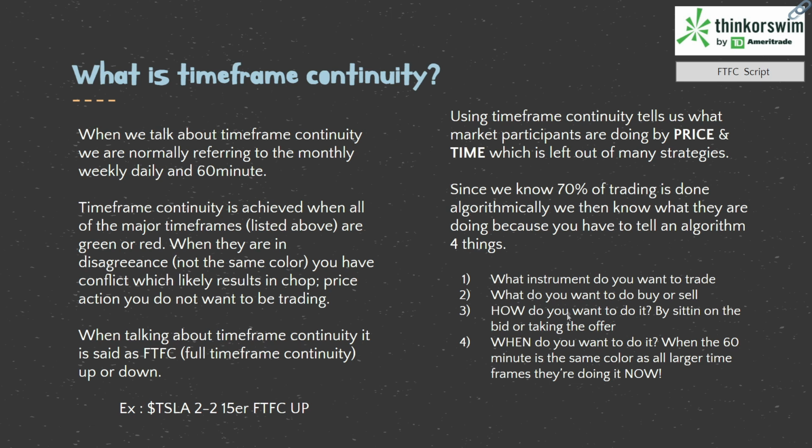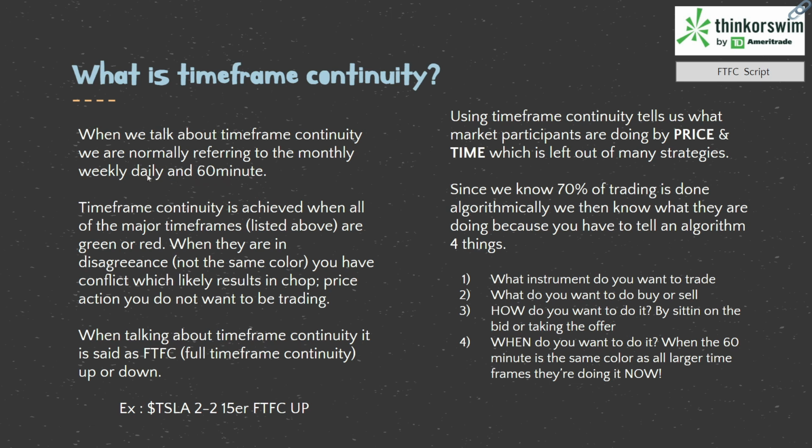And you'll see when this is happening. So when do you want to do it? When the 60-minute is the same color as all the larger time frames, they're doing it right now. So if the 60, daily, weekly, and monthly are all green, that means right now they're taking the offer, because in order to be above the open on all those time frames, the market participants that are the more aggressive have to be the buyers. So that's not something you want to be short. That's something you want to be buying with all the other buyers. Hopefully that makes sense.